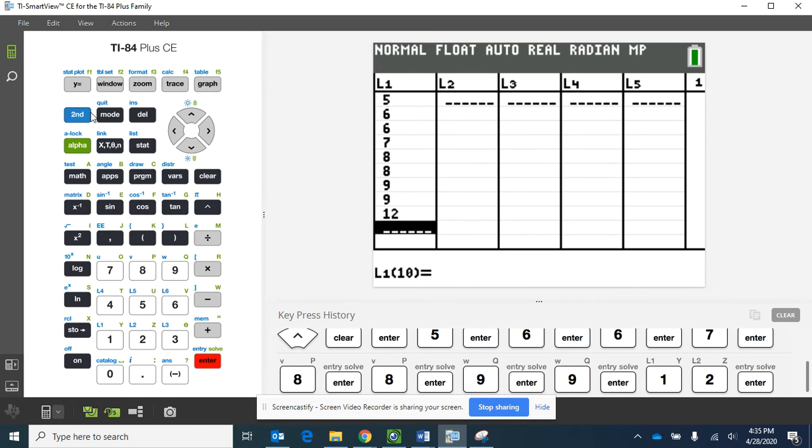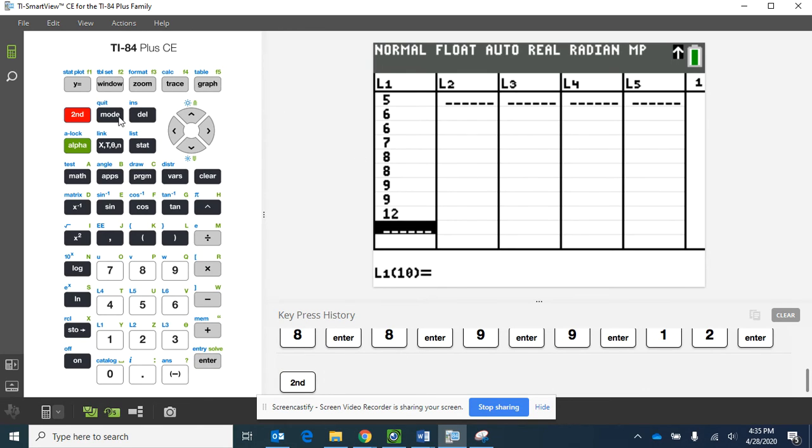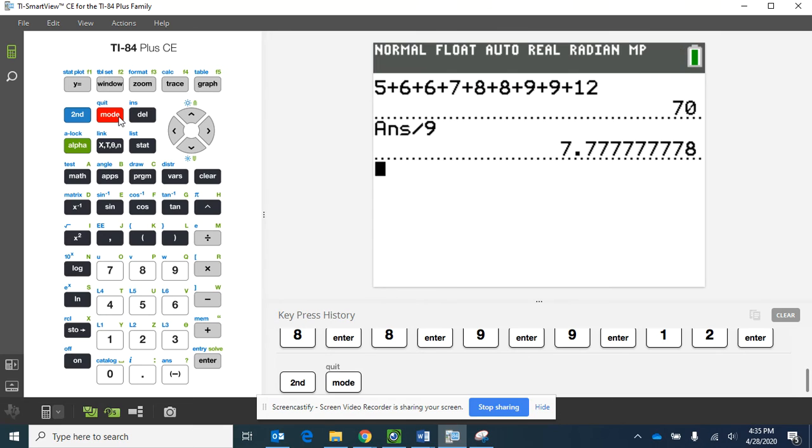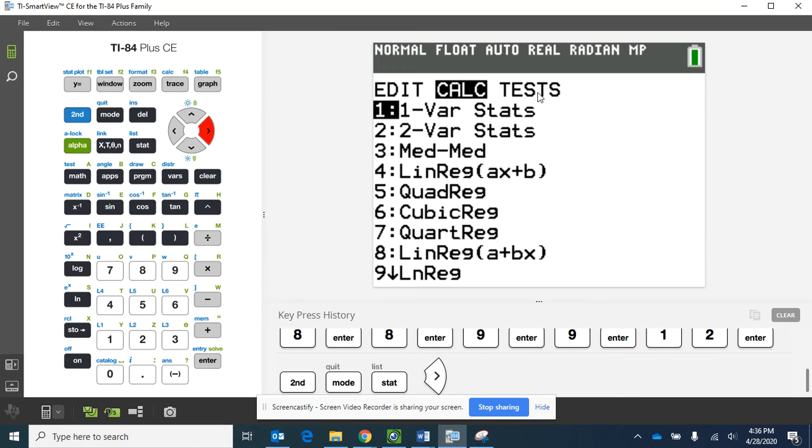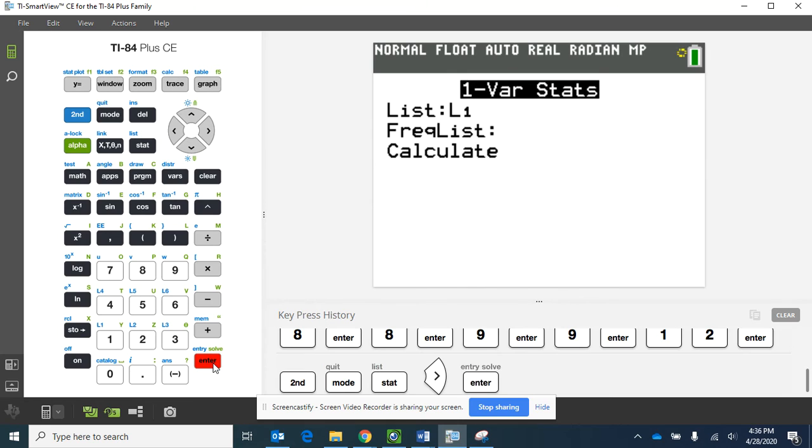Now, to get out of this list, I'm going to push second mode, which is my quit button. That takes me back to my home screen. I'm going to go back to the stat menu. Now, I've already edited. I've already put my values in the list. So now I need to scroll over to calc, and I'm going to run a one variable statistic. So option 1. So I scrolled over to the calculate menu because now we're calculating our answers. You want to hit enter.